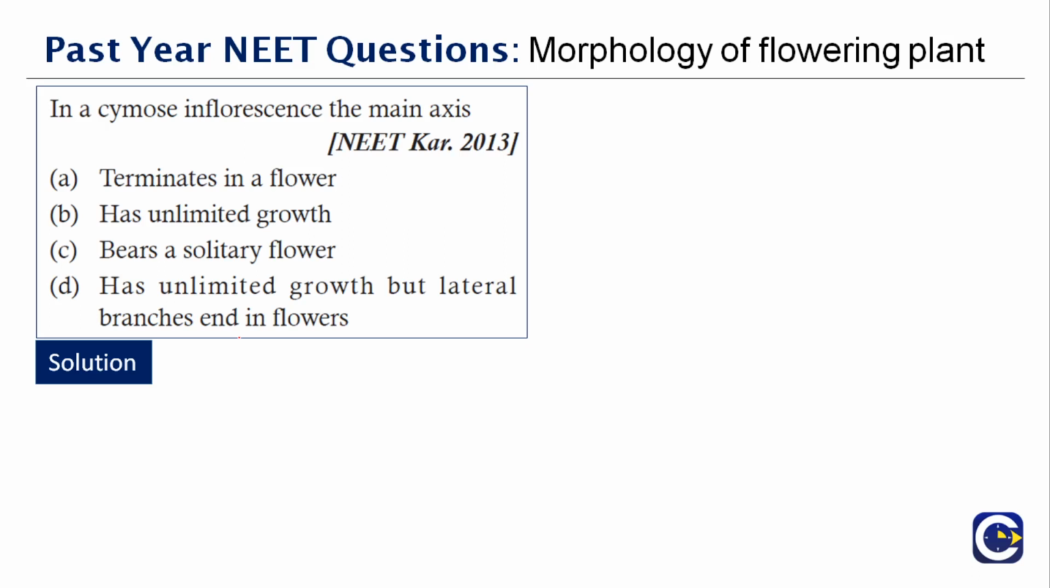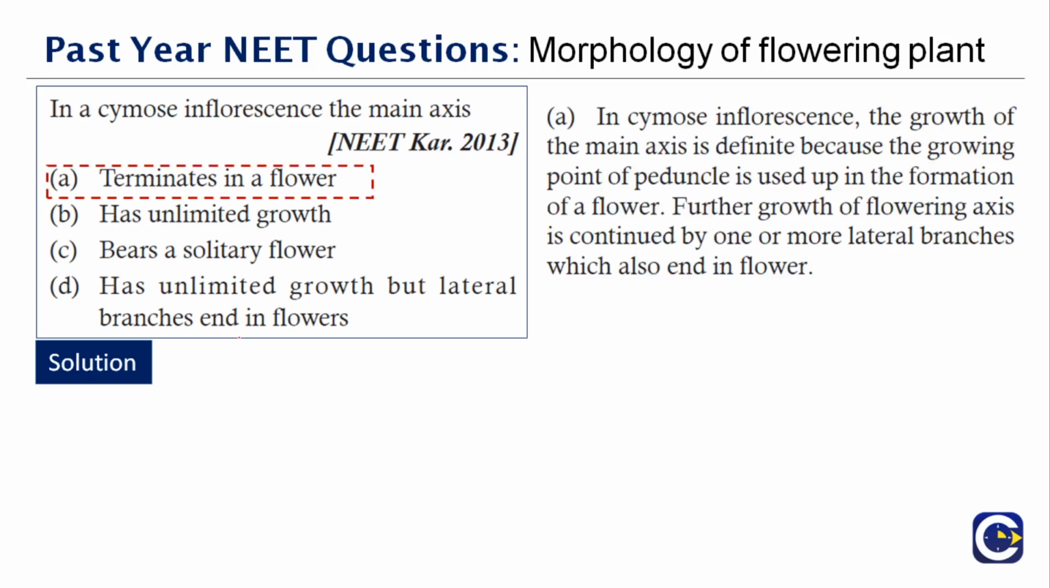Okay, so how is it seen? In cymose inflorescence, the growth of the main axis is definite because the growing point of the pedicel is used up by the formation of the flower. So here it will not continue once the flower is grown. So it will terminate in a flower. Therefore the right answer is option A.